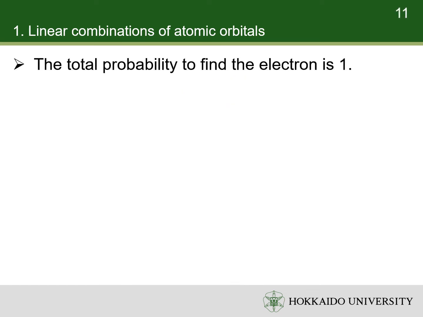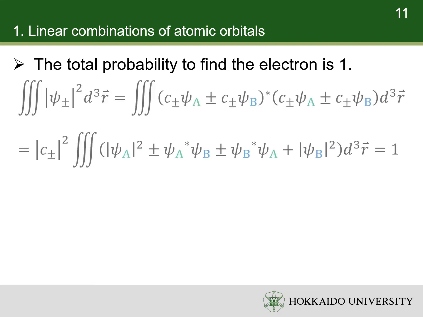To find the values of C plus and C minus, we must use the normalization of the wave function. That is, the total probability of finding the electron in the whole space is 1. Note that the probability density is the square of the modulus of the wave function. C plus and C minus are independent of the position. They can be taken out of the integral.